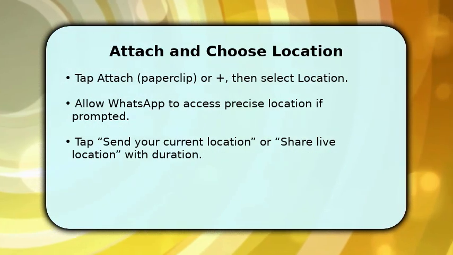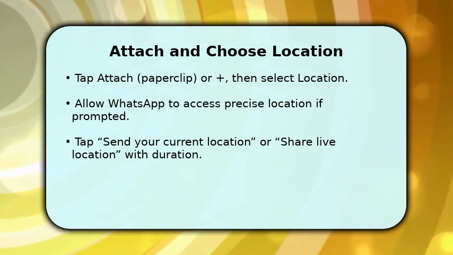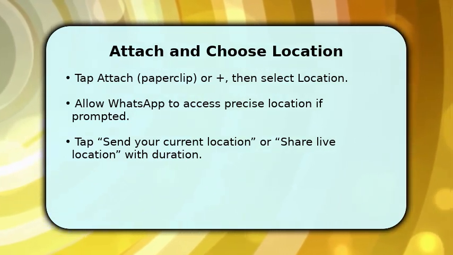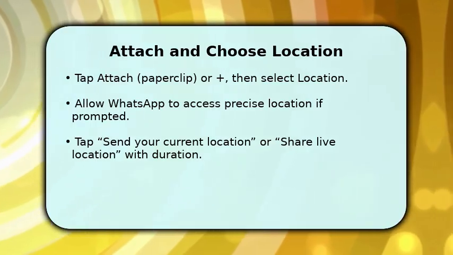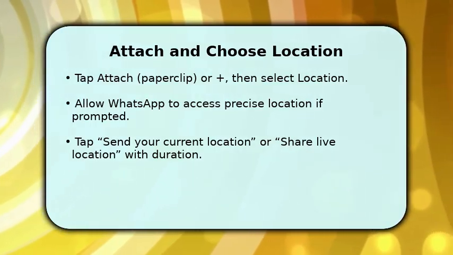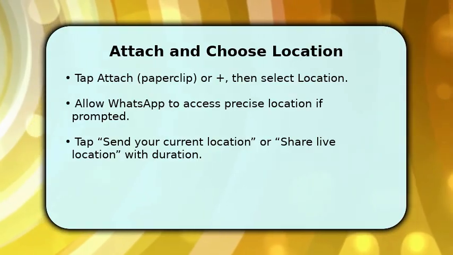You'll now attach the location. Tap the paperclip or plus, then pick location from the menu. If WhatsApp asks for permission, allow precise location. This gives an exact GPS pin rather than an approximate area.